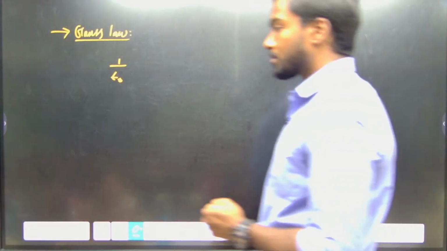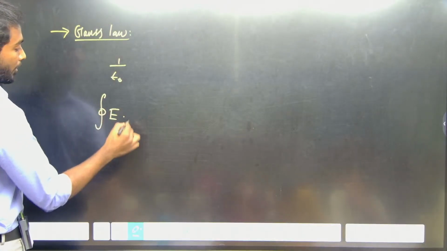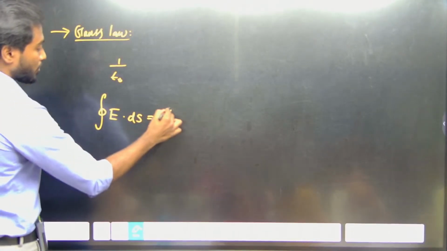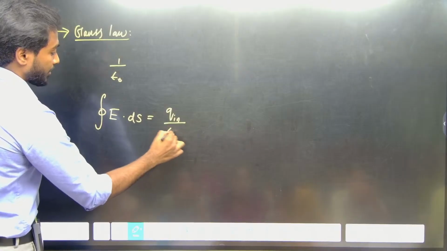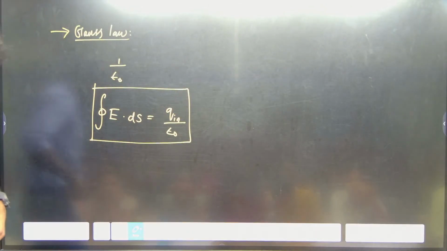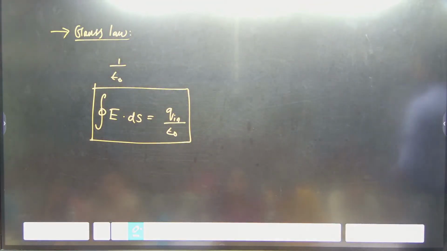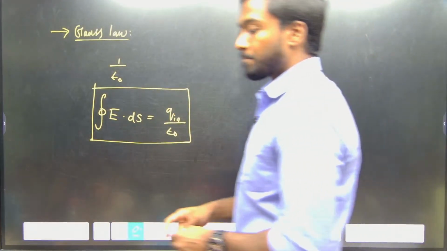So the formula is: integral E dot ds equals q in by epsilon naught. This is the formula. Integral E dot ds equals q in by epsilon naught.